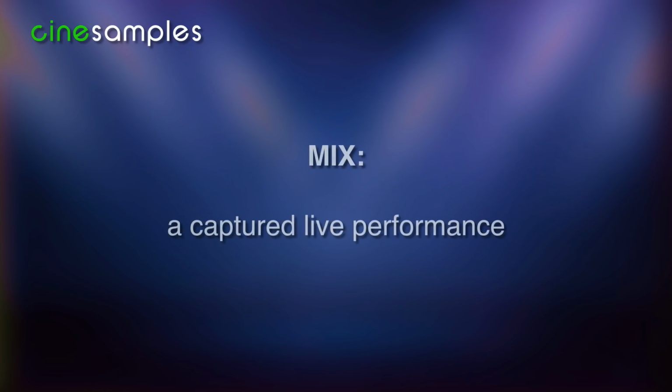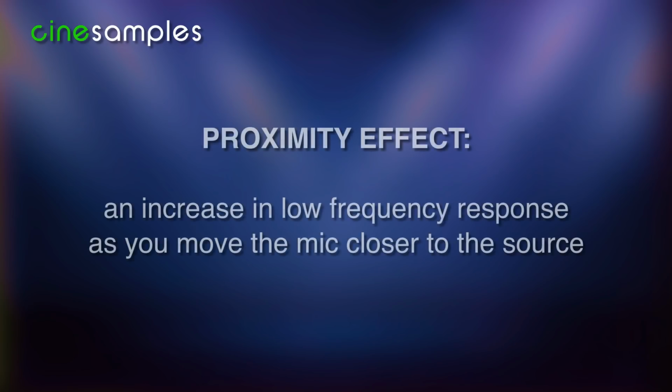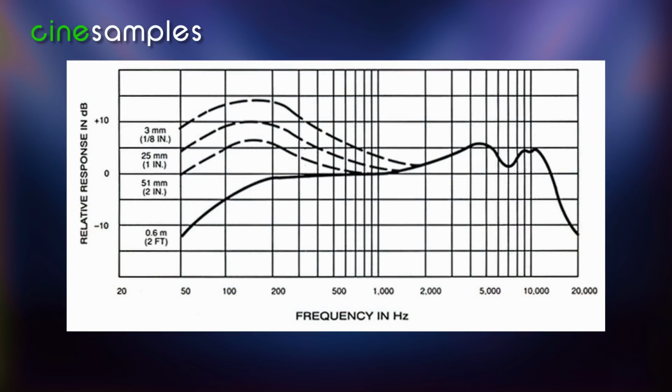I often like to think of a mix as a captured live performance. Instruments in an acoustic space respond to the laws of acoustics. One key phenomenon that's good to be aware of is the proximity effect. It's a phenomenon that leads to an increase in low-frequency response as you move the mic closer to the source, or as instruments move closer to us. The increase includes all bass frequencies, but is generally centered between 100 and 200 Hz. When mixing, we can increase or decrease the sense of proximity of an instrument using EQ.